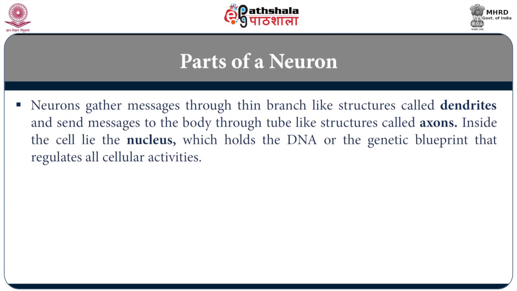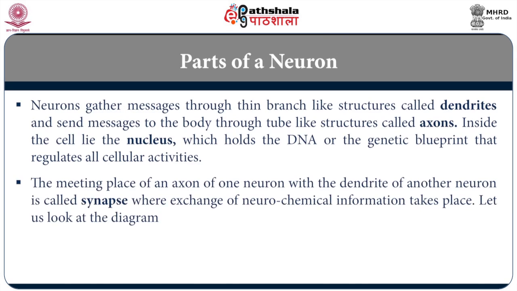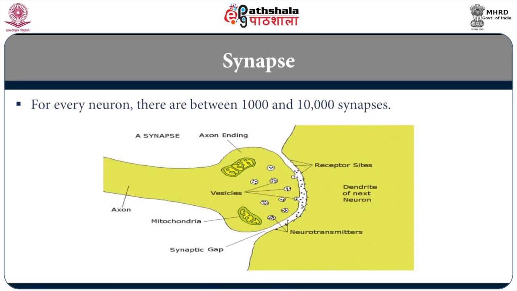The place where axon and dendrite meet is called synapse. It is at the level of synapse where neurochemical information gets exchanged. So let's look at this process of exchange of neurochemical information where two neurons meet at the level of synapse. So this is a picture of a synapse. Look at the picture on the screen. You see the axon and it has a huge head. It's filled with neurochemical information, mitochondria, and there is a gap between the axon's head and the receptor site. So this is where the exchange of neurochemicals is taking place.